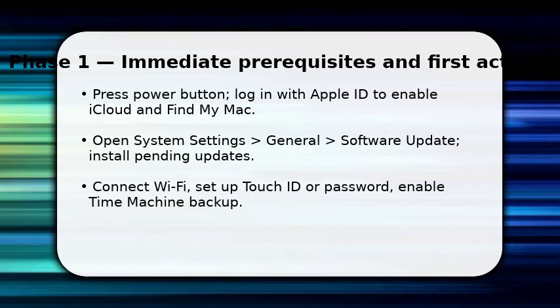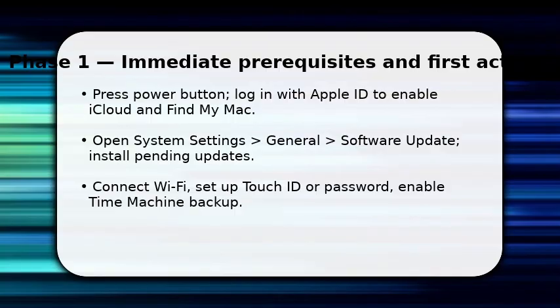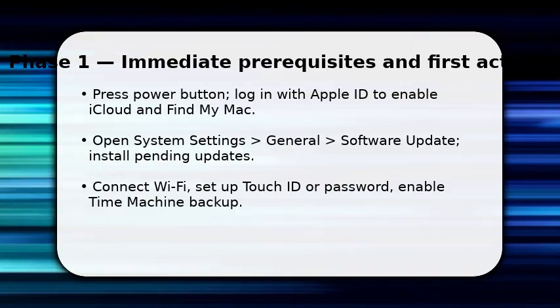You start by powering on the Mac and signing in with your Apple ID. This syncs iCloud and settings across devices. Once signed in, open System Settings and install any macOS updates so apps behave predictably. Make sure Wi-Fi is connected and set up Touch ID or a strong password for quick, secure access.